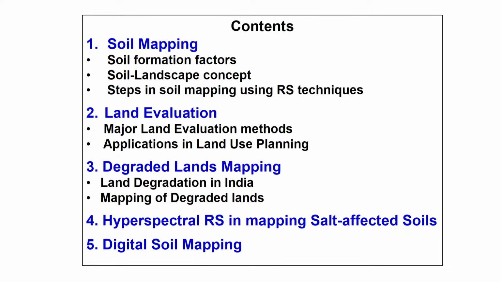Third, I will cover how we can use remote sensing data for mapping of degraded lands, because continuous use of lands is inviting degradation of these soils, and whether we can map them with remote sensing data. Fourth, we will discuss hyperspectral remote sensing data in mapping of salt affected soils. And at the end I will also touch on how we can use digital soil mapping techniques in mapping of soil nutrients and other soil properties.